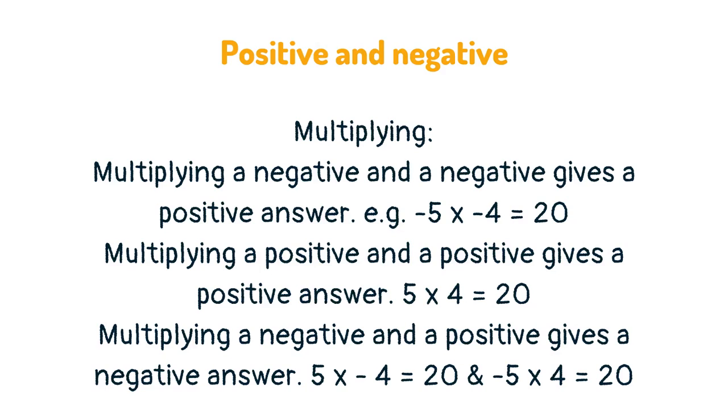Multiplying. Multiplying a negative and a negative gives a positive answer. For example, -5 times -4 equals positive 20. Multiplying a positive and a positive gives a positive answer. 5 times 4 equals 20. Multiplying a negative and a positive gives a negative answer. 5 times -4 equals -20, and -5 times 4 equals -20.